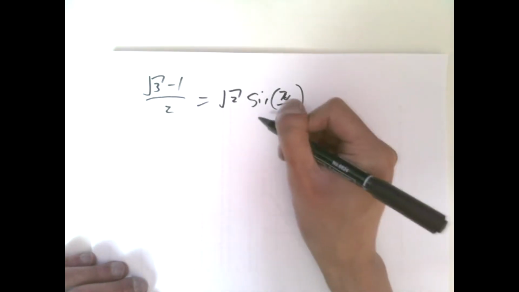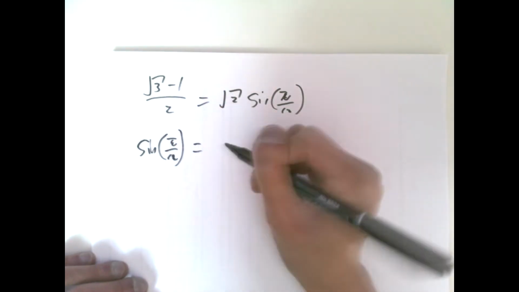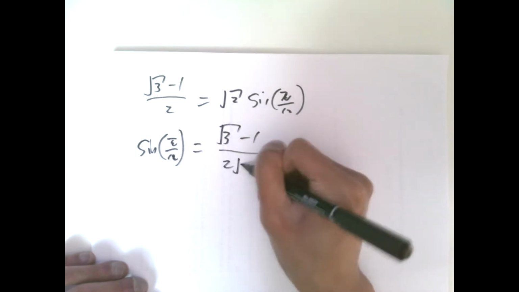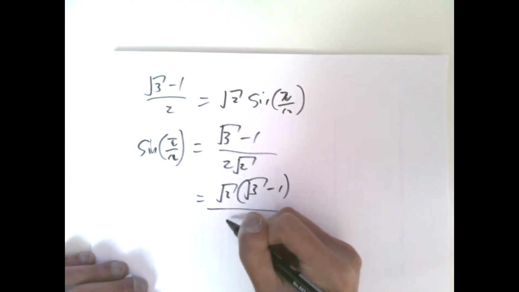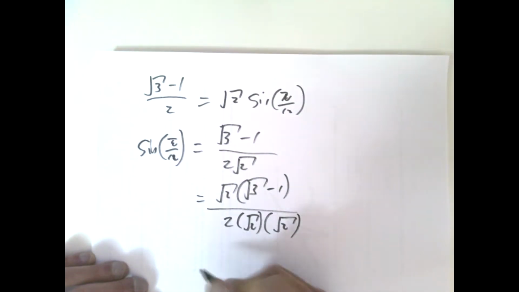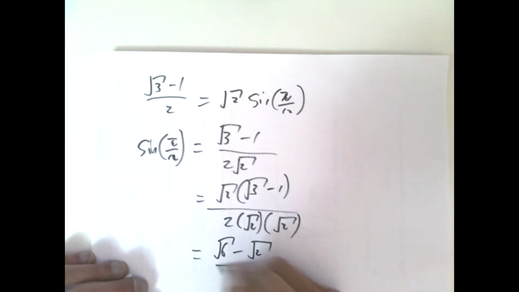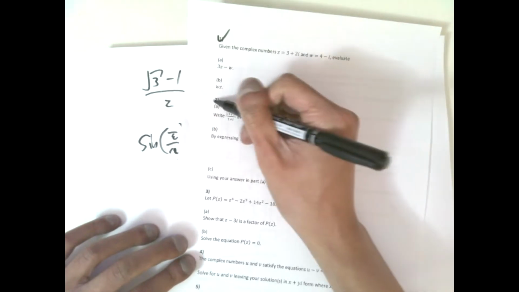And we need to find sine pi on 12. By rationalizing the denominator, we see that, and we're done number 2.